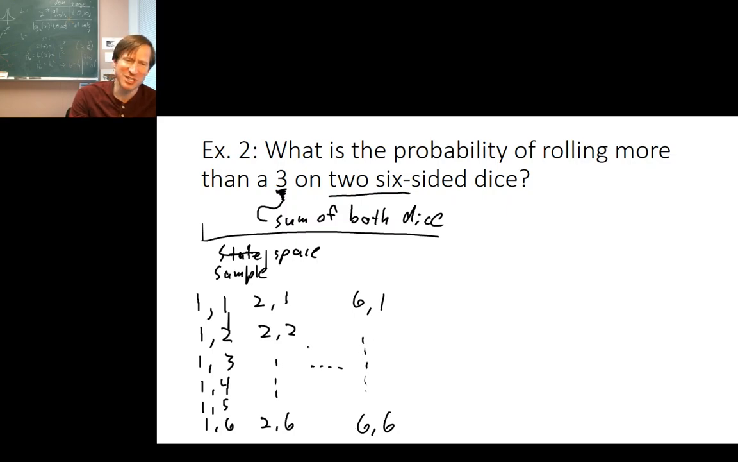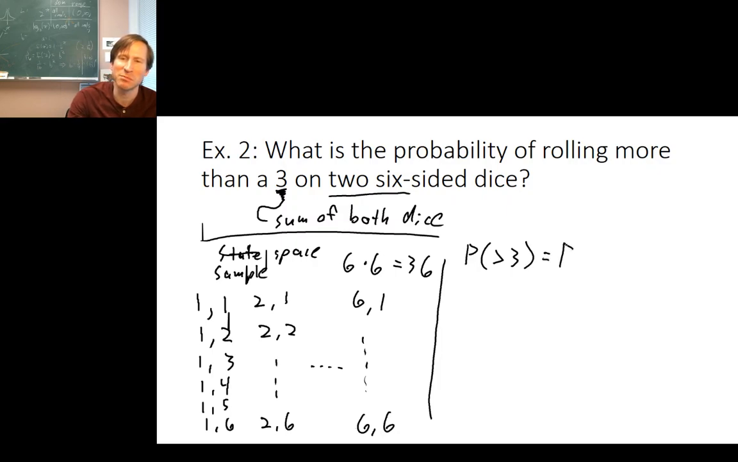I would not want to go through all of these different possibilities and count up which of them give you a total of more than 3. There are just so many possibilities. In fact, how many are there? Well, there are 6 possibilities for the first die and 6 for the second die, so that's 36 possibilities total. And I don't want to go counting up which of them give me more than a 3 total.